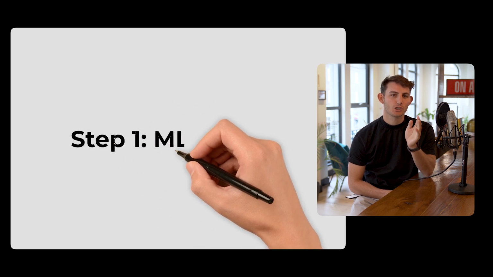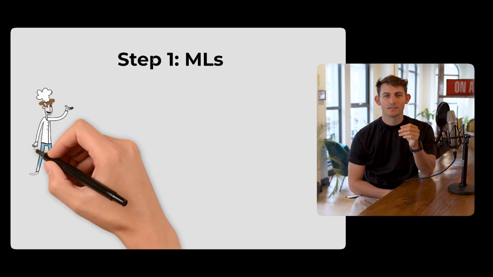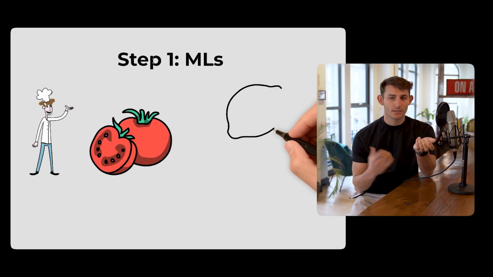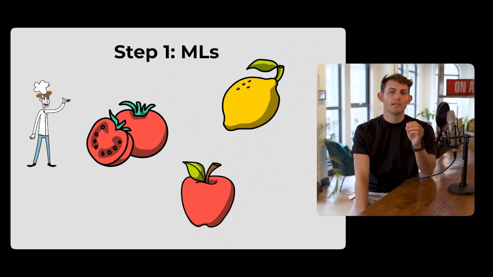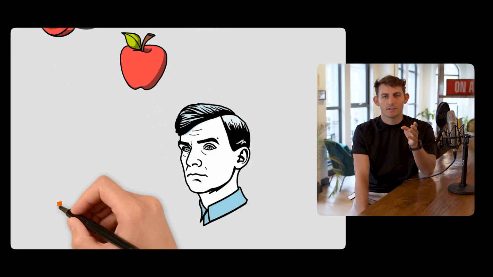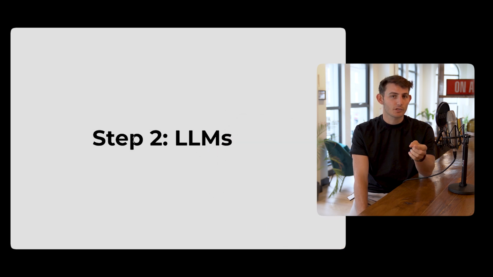Step one, machine learning. Imagine an assistant in the kitchen who can recognize ingredients. They know the difference between a tomato and an apple and a lemon. That's what machine learning is, pattern recognition. This has been around since Alan Turing in the 1950s. It isn't net new.